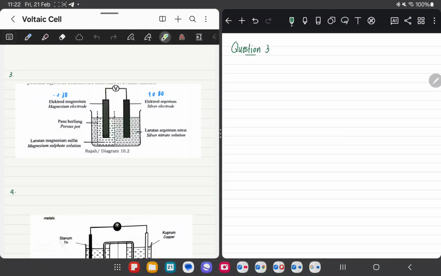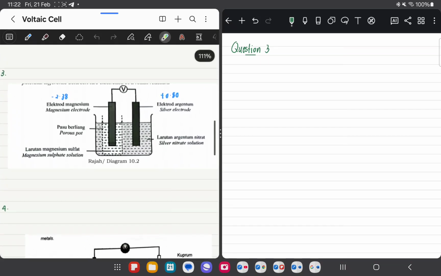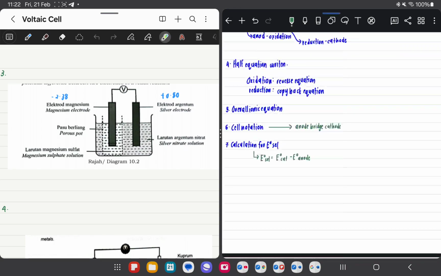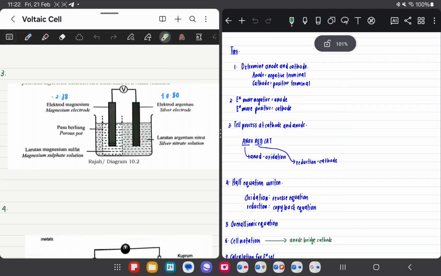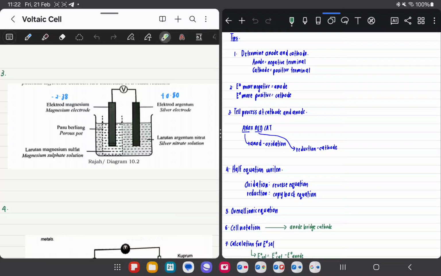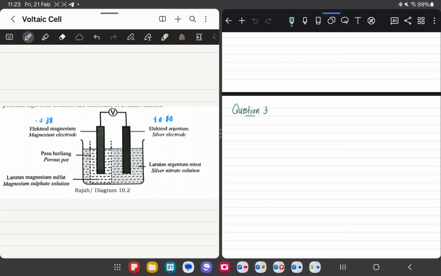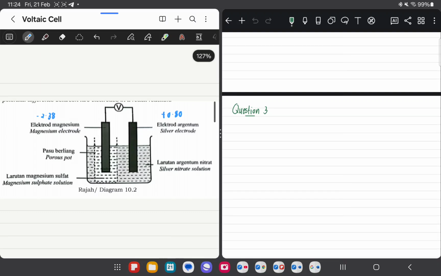So this is video part 2 for your Voltaic cell. I'm going to explain to you how to do this question. In the previous video I already gave the tips about Voltaic cell. I already gave very long and detailed tips to answer, so now we are going to answer based on this guideline. Just a minute, I save this guideline and show you as well.